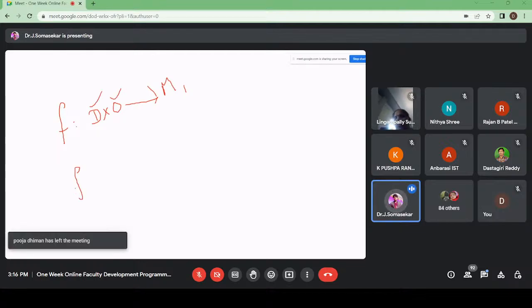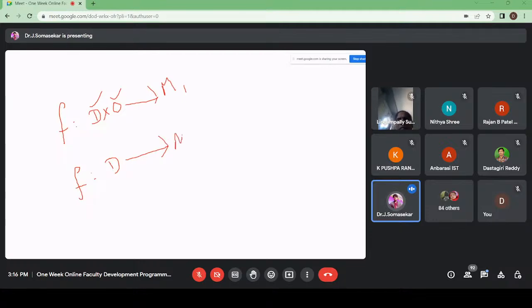Next, if you take an unsupervised learning model, this O is missing. There is no output. This is unlabeled data. Based on similarity or some clustering, we can make a model M2.